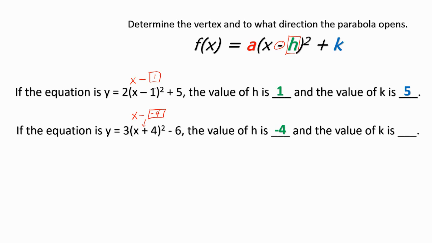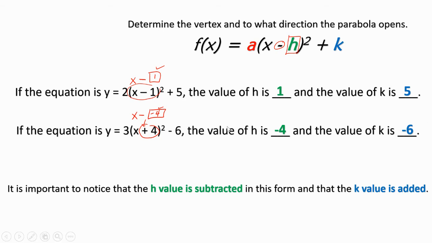A general rule of thumb is if you look inside the parentheses, if that is a minus 1 there, then you know your h is 1. It's the opposite. And if you have a positive 4 here, then you know that your h is going to be a negative 4, which is the opposite. Usually in algebra, if it's in the parentheses, it's the opposite of what's inside the parentheses. It behaves in the opposite direction. Your k was negative 6. It's important to notice that the h value is subtracted, the k value is added. So for the k, nothing changes. It's the same as what it says. But the h inside the parentheses is going to be the opposite.